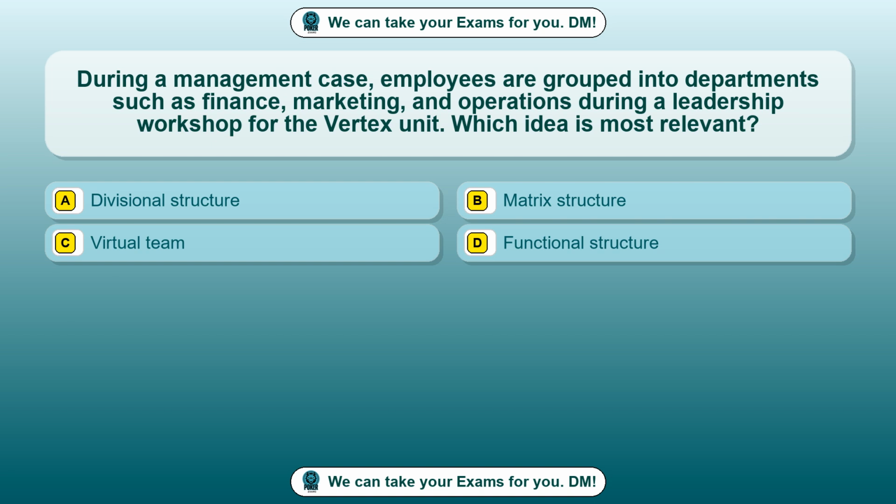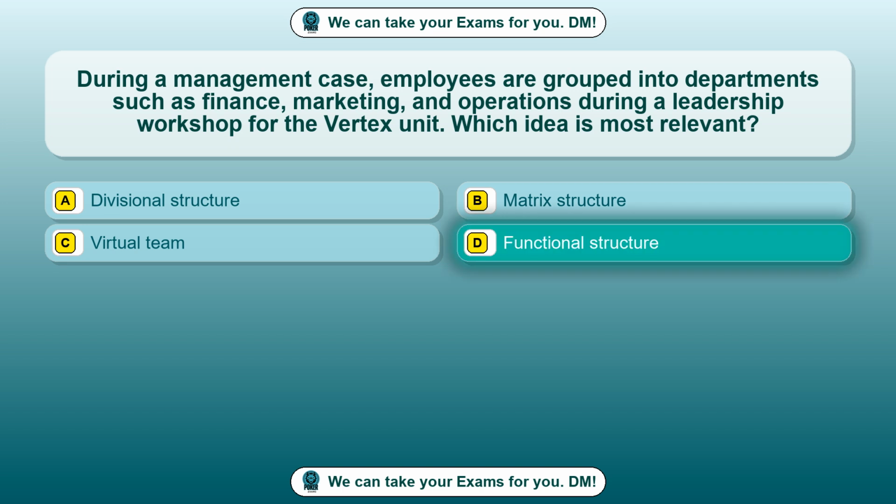During a management case, employees are grouped into departments such as finance, marketing, and operations during a leadership workshop for the Vertex unit. Which idea is most relevant? Option A, divisional structure. Option B, matrix structure. Option C, virtual team. Option D, functional structure. The correct answer is option D, functional structure.